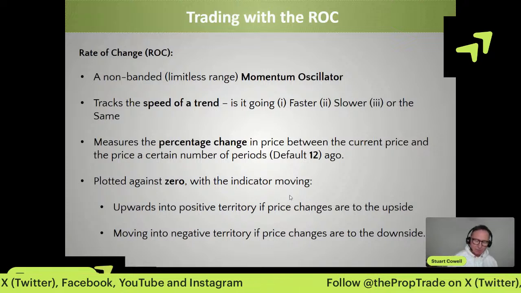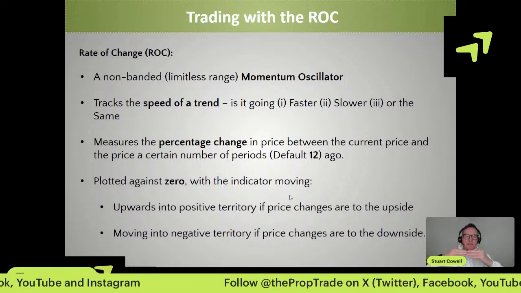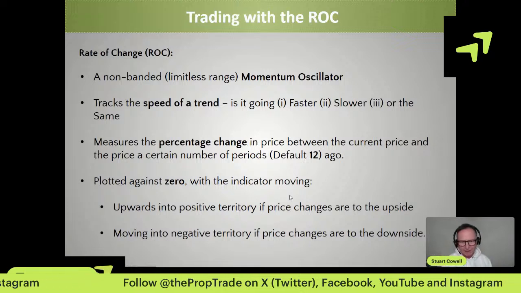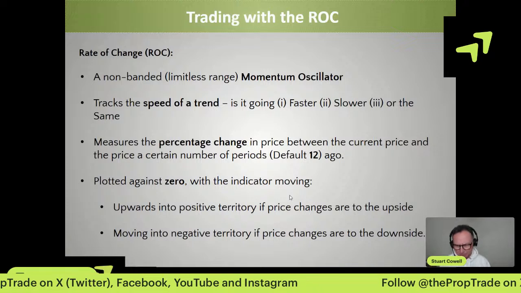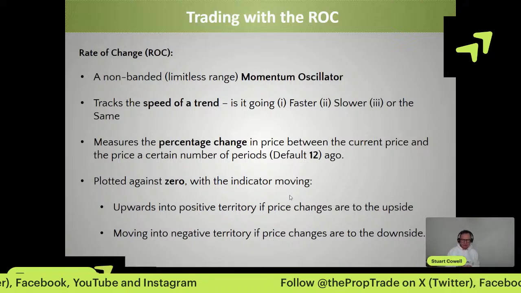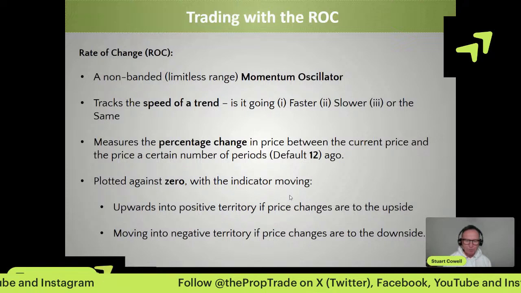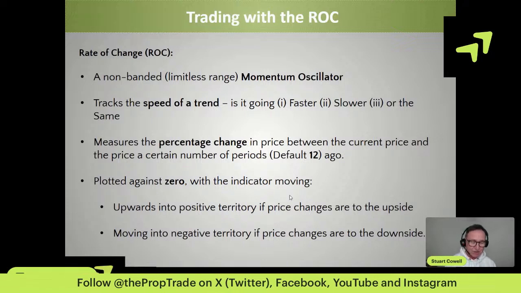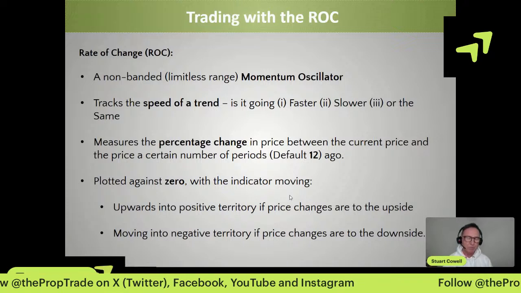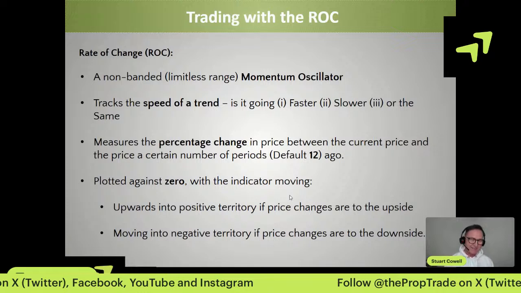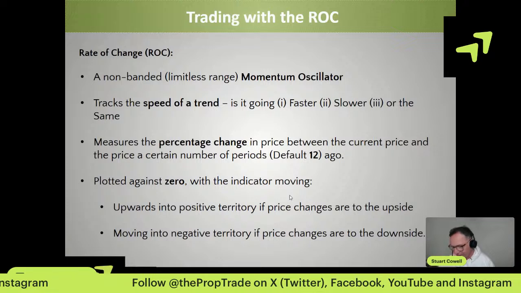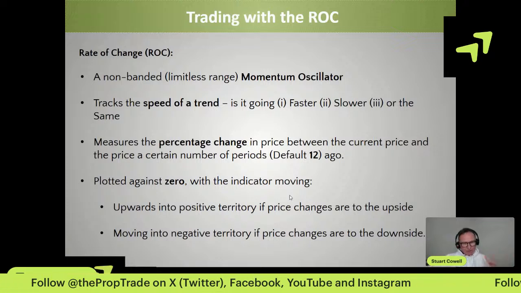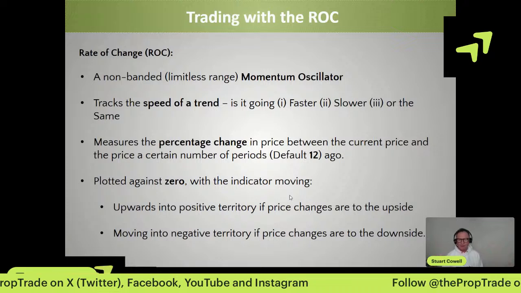So it's plotted against zero. A break of zero, either above or below, can be quite key. A simple way of implementing it is as a potential entry, potential exit. Upwards into positive territory if prices are changing to the upside, moving down below zero if prices are changing to the downside. And remember, it's the rate of change, how quickly we're going in one of those directions. So you see the appeal of this thing.